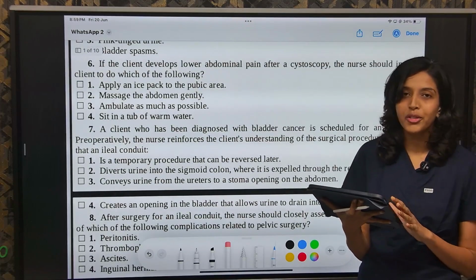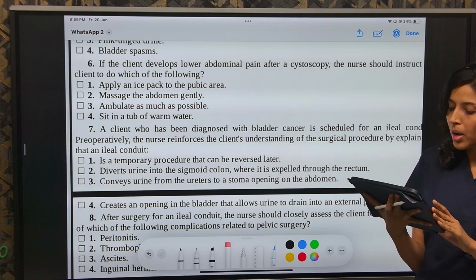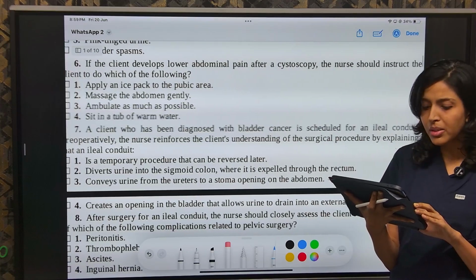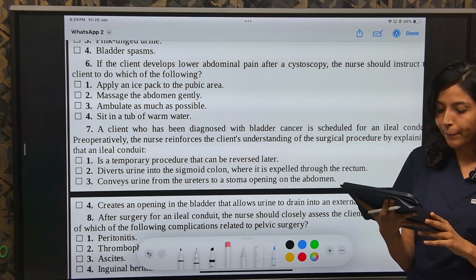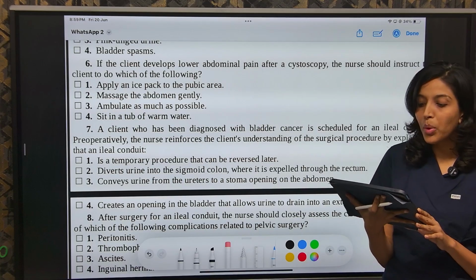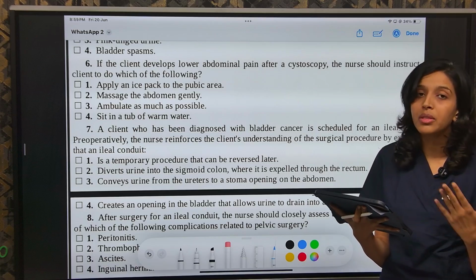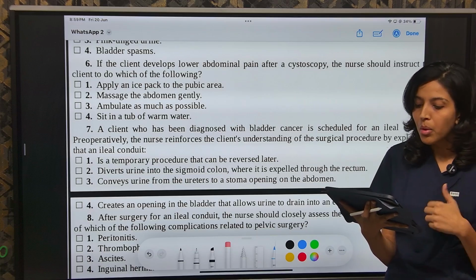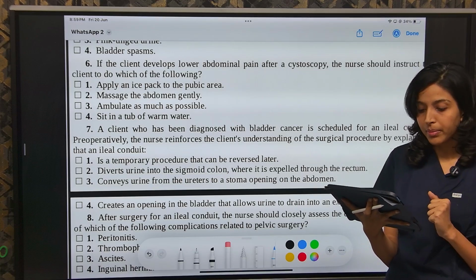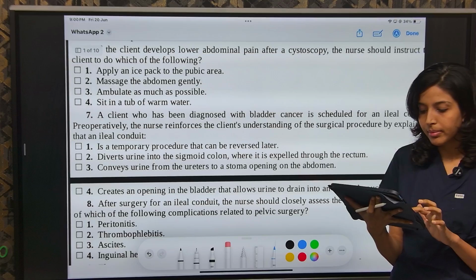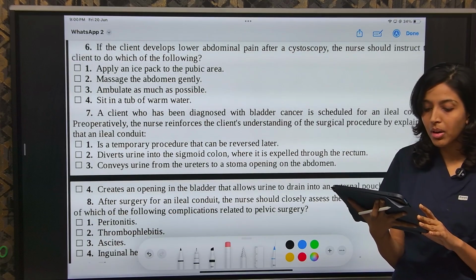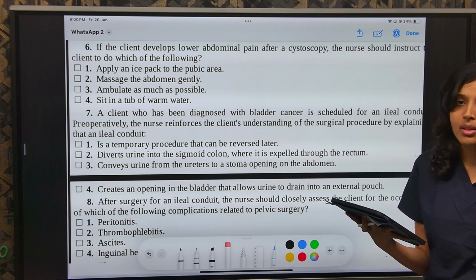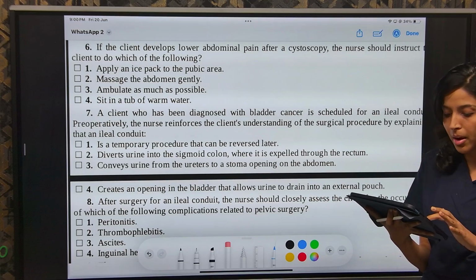Now let's discuss question number 6. If the client develops lower abdominal pain after the cystoscopy, the nurse should instruct the client to do which of the following? I am talking about lower abdominal pain after cystoscopy. What should the nurse instruct the client? The right answer will be number 4, that is sit in a tub of warm water, because the warm water will dilate the vessels there and it will reduce the pain in this area.